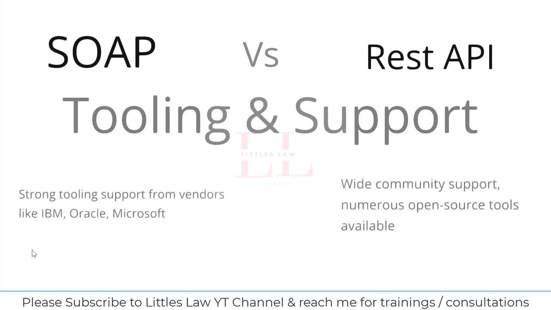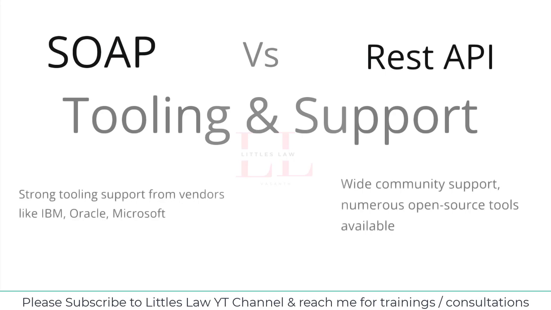And when it comes to REST, it also has wide community support, because REST has extensive community support and a plethora of open source tools available for development, testing, and documentation. This broad support makes it easy for developers to find resources and solutions, contributing to REST's popularity. So that's the difference between the SOAP and the REST API in terms of tooling and support.